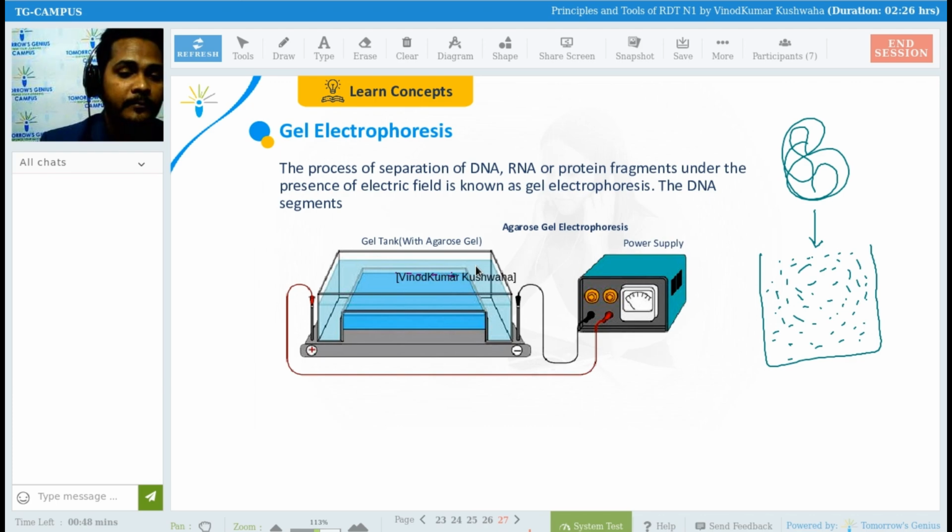What will happen when you supply the electric current in this gel electrophoresis? The bands are going to separate according to their molecular weight, according to their size. Those that are smaller in size move faster towards the positive, from the cathode to the anode, right? So they separate according to their size, and once separated, you remove the gel and extract the DNA accordingly. Clear? This is a technique of separation of DNA fragments according to their size.